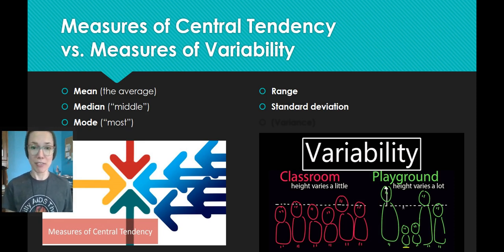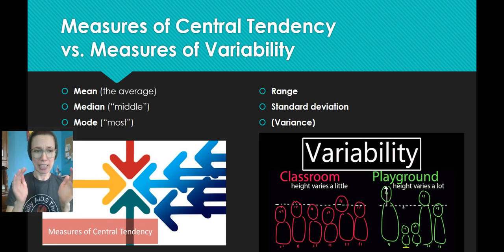So on the other hand, measures of variability, the two most common we have for that are range and standard deviation. We're not going to go into those in this video, but we will do that in a separate video. We also see variance talked about as a measure of variability as well. Variance is not used very much, so that's why I put it in parentheses. It is used, but it's not used on its own very much.